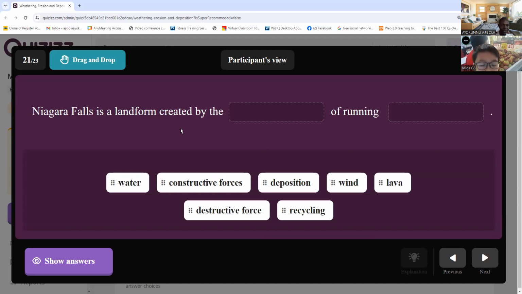Niagara Falls is a landform created by dash of running water. I thought it said Nigeria. Oh no, it's not the country you are at now. Yes, but this is Niagara Falls. Okay.